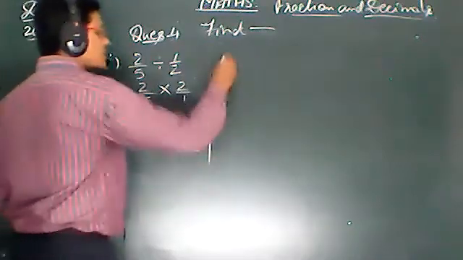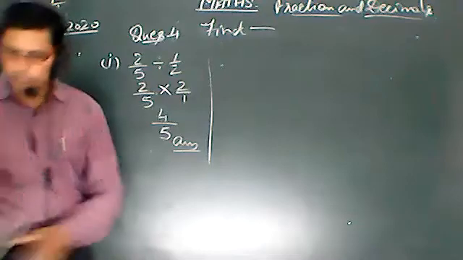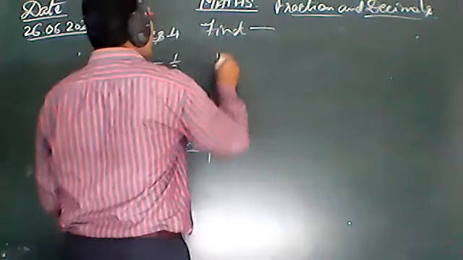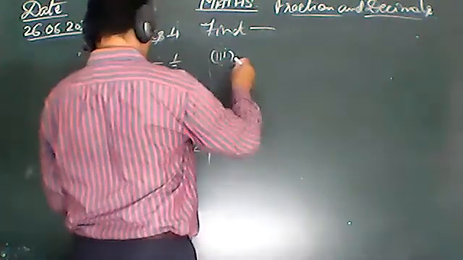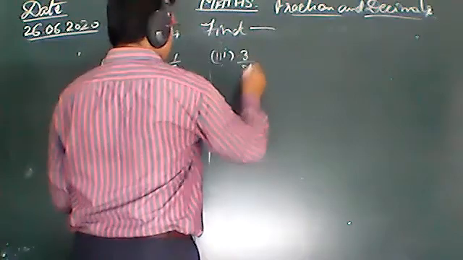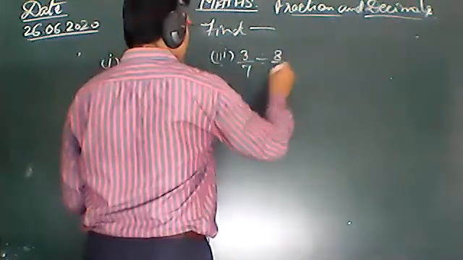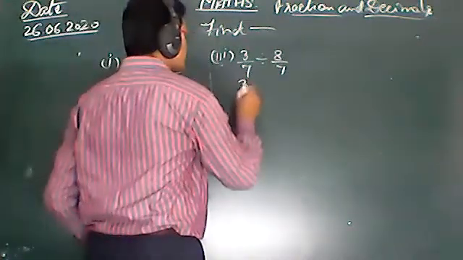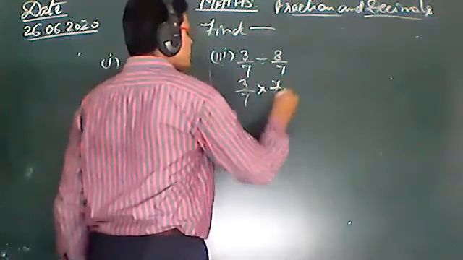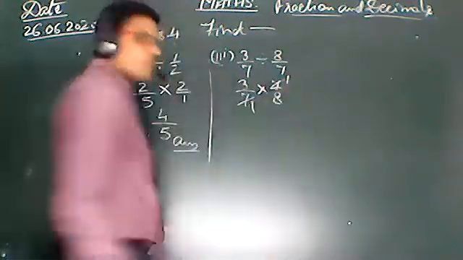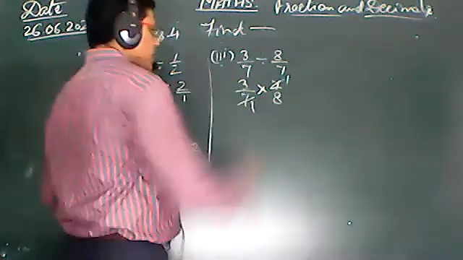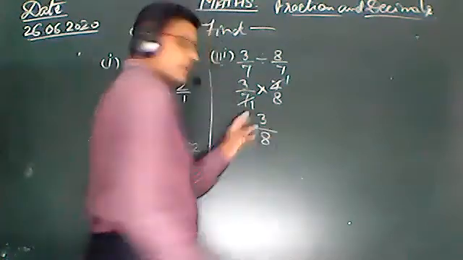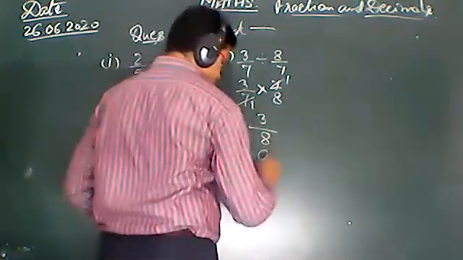Now, the second part you have done. The third part, 3 by 7 divided by 8 by 7. Now, we convert into the multiple form: 3 by 7 into 7 by 8. 7 and 7 simplify, and we simplify. And 3 1s are 3, and 8 1s are 8. And it is a proper fraction, and that is our answer.